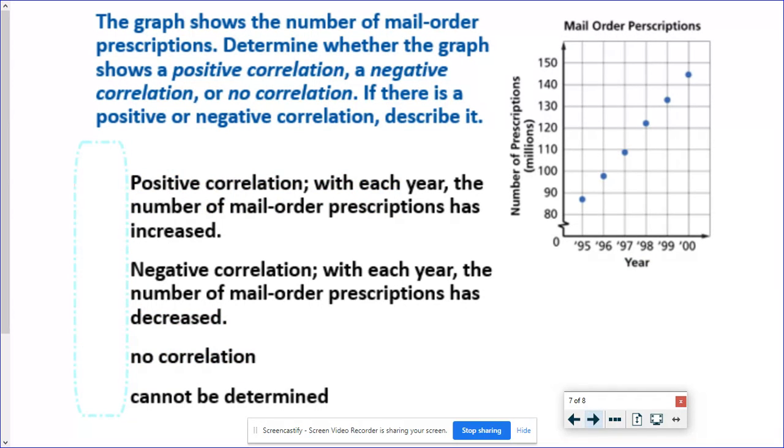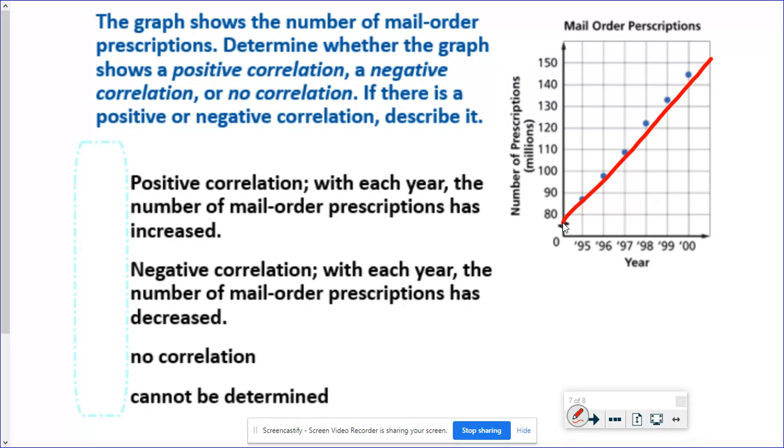Taking a look at this graph, mail order prescriptions started in this graph in 1995, and this graph only goes to the year 2000, but a lot of people get prescriptions delivered right to them. The graph shows the number of mail order prescriptions. Determine whether the graph shows positive correlation, negative correlation, or no correlation, and describe what the correlation is. Clearly, this is a positive correlation. This is going uphill pretty steadily, almost in a nice linear pattern.